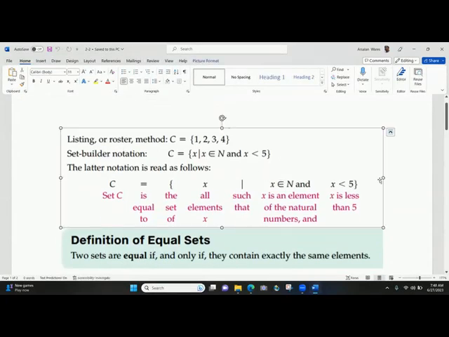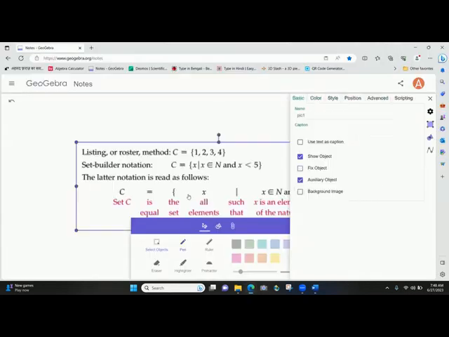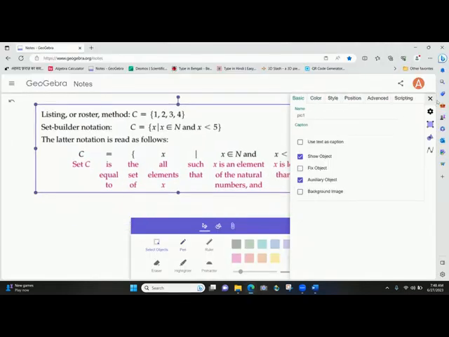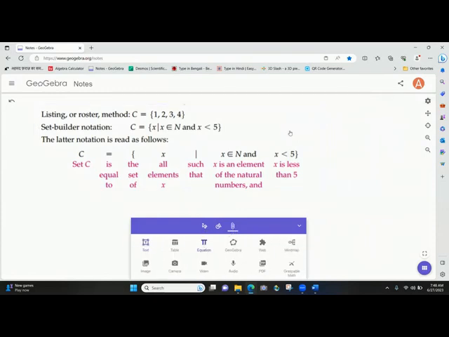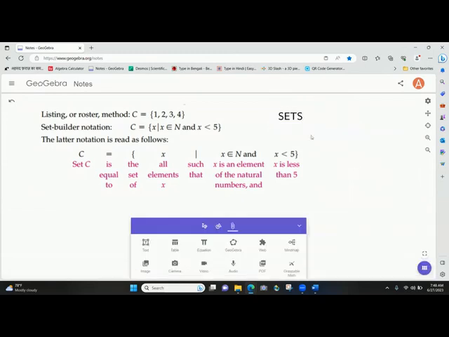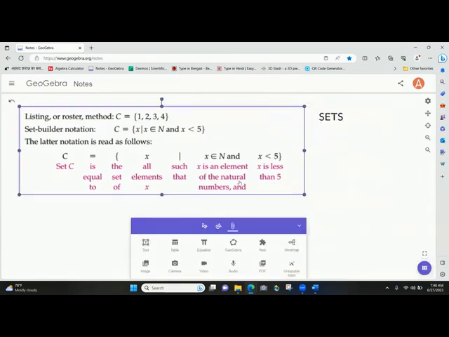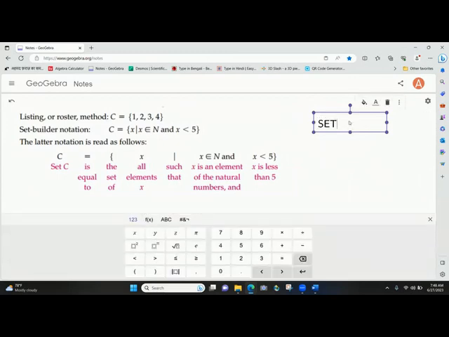So this section is about sets. What are sets? The English word set is very similar to the mathematical term set.